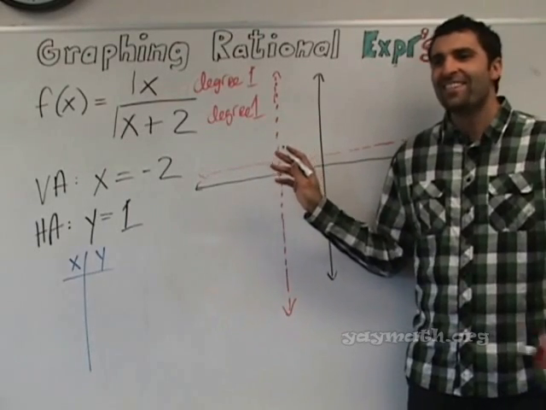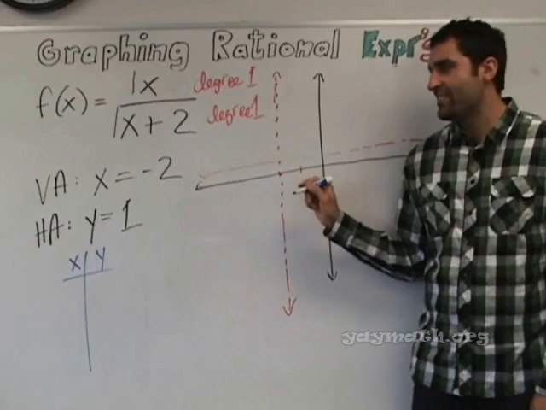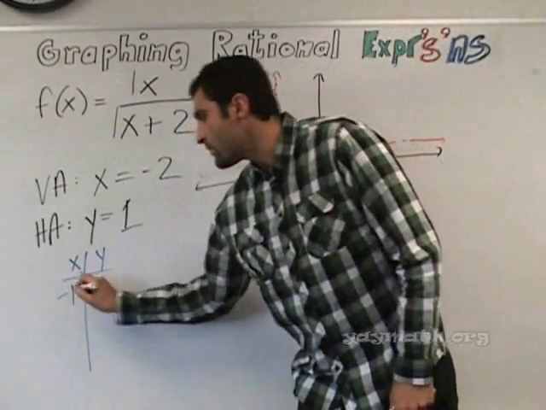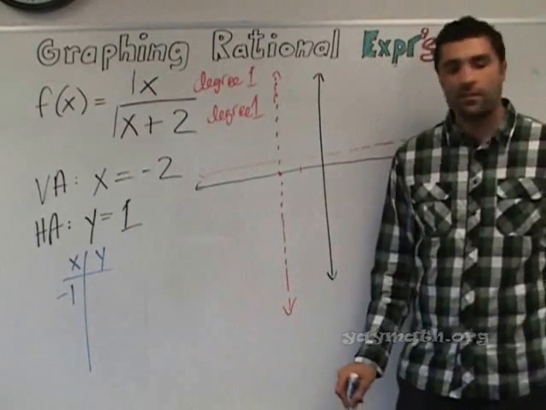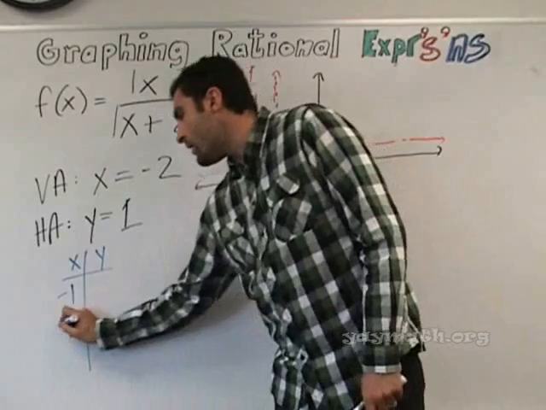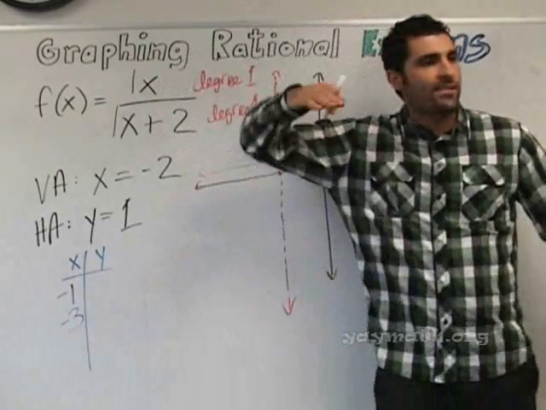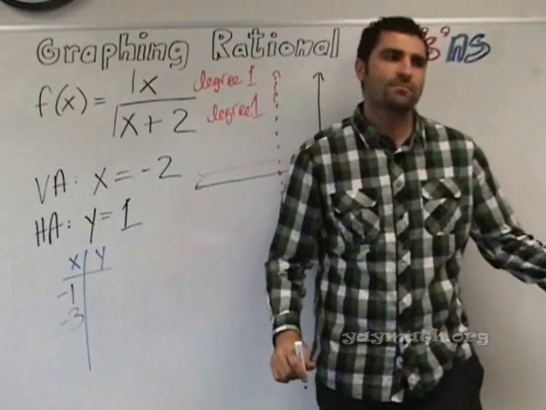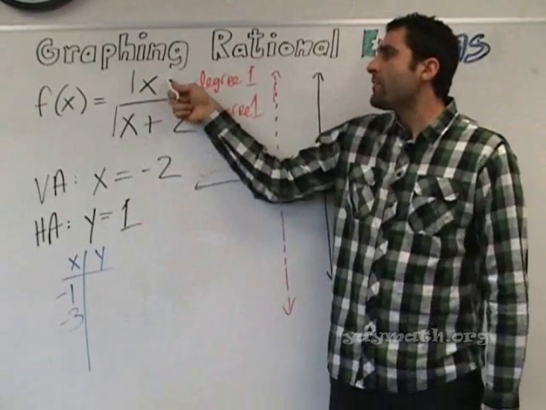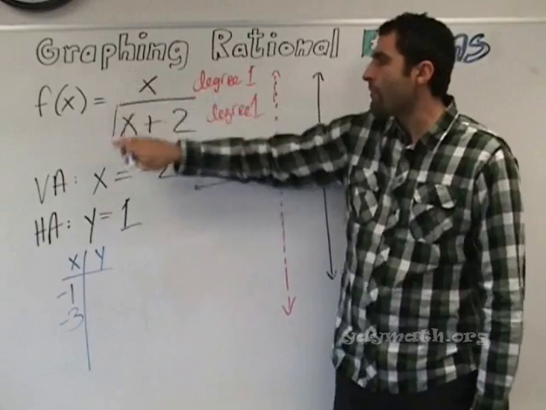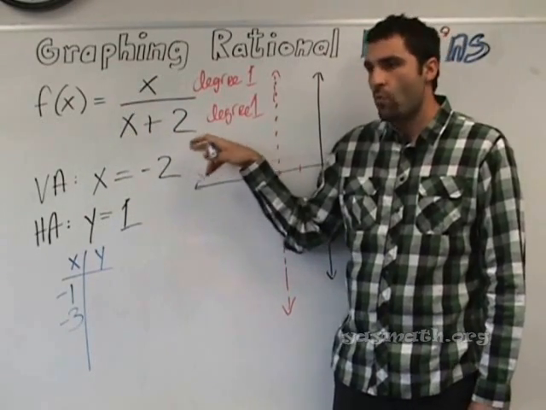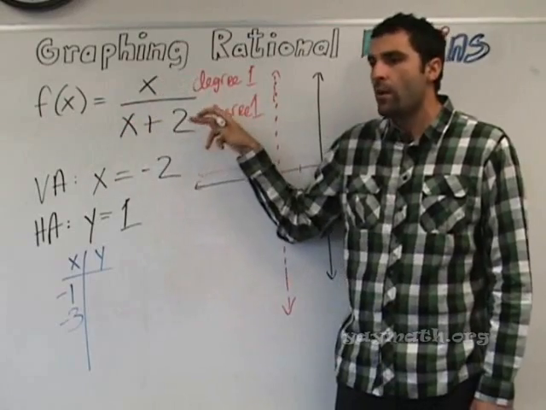-1, and then -3. Once we get those two points, do we need to do much more? If you are comfortable with this stuff and you know what it's going to do, then no. At a certain point, you're okay. So let's try it. -1. Let's do the bottom. -1 plus 2 is 1. -1 divided by 1 is -1.